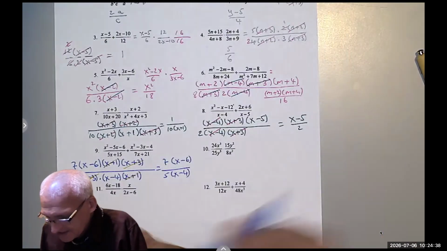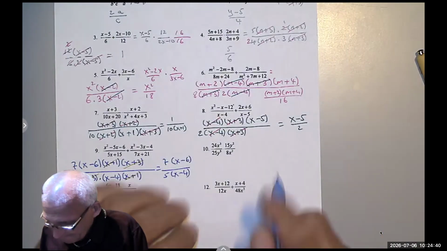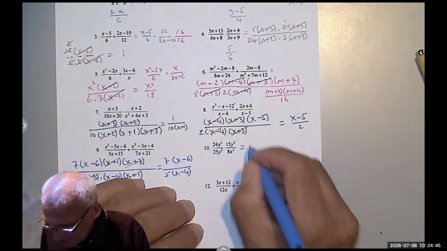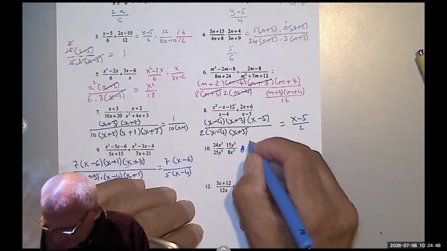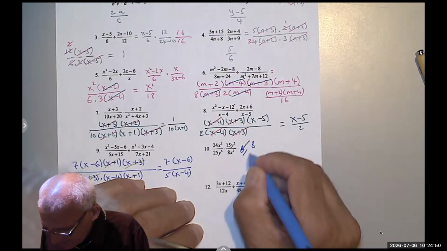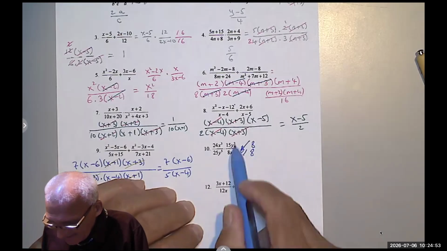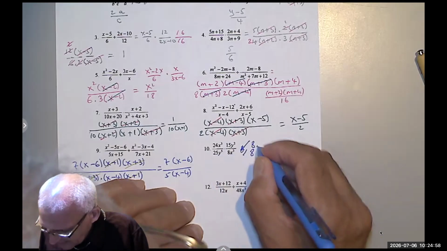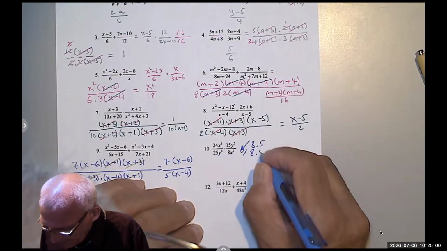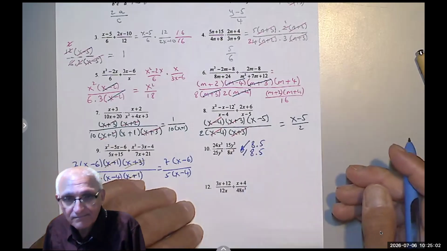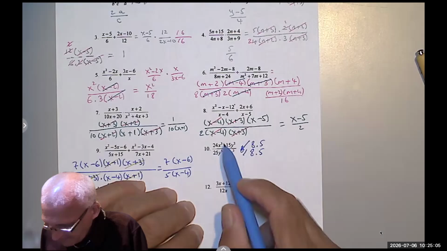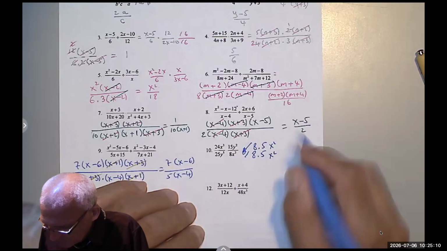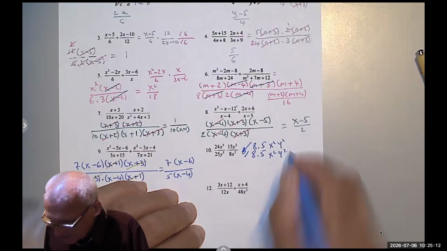Next one is a multiplication. I can simplify. First of all, I have 24 and 8, so I'm going to divide by 8 top and bottom. And then I have 15 and 25. Both of them are divisible by 5, so I'm going to divide by 5 top and bottom, meaning by 40. And then I have x cubed and x squared. I'm going to divide by x squared. I have y squared and y to the 5th, so I'm going to divide by y squared.